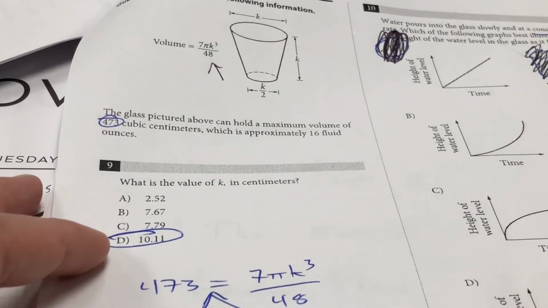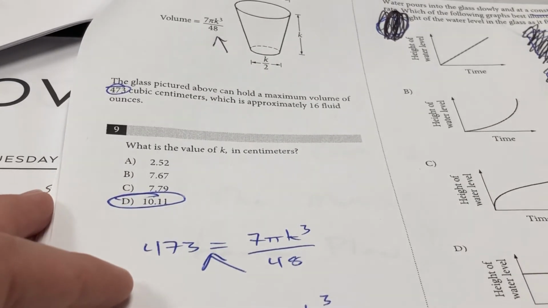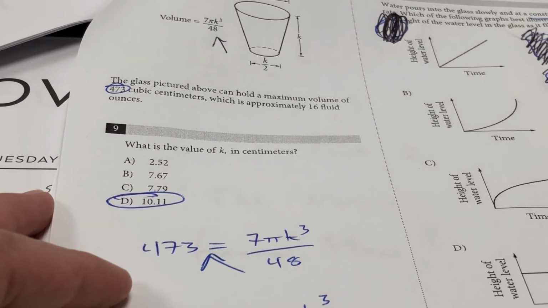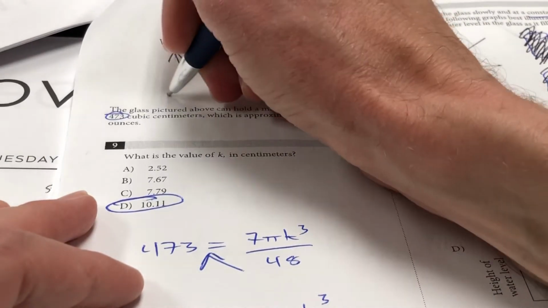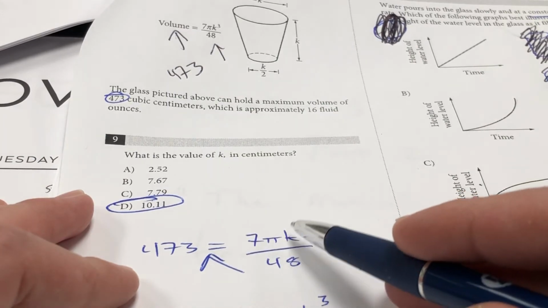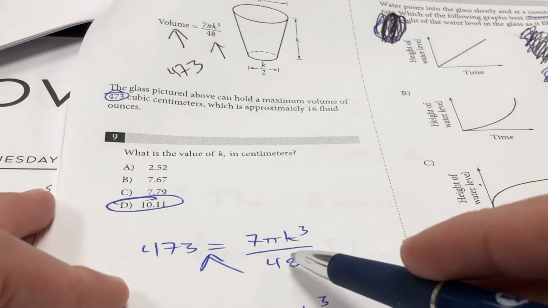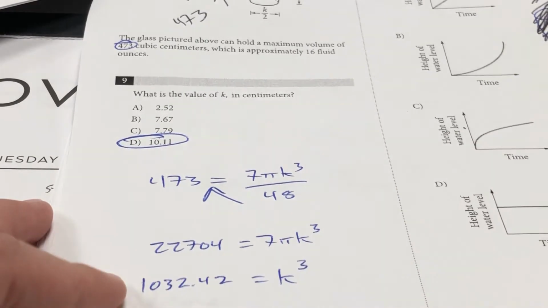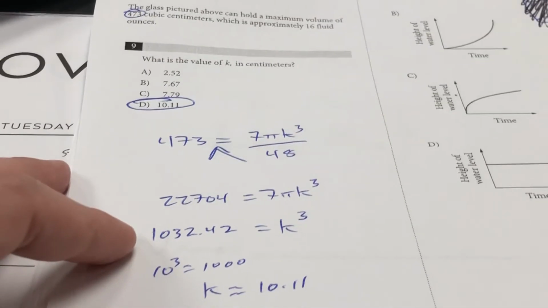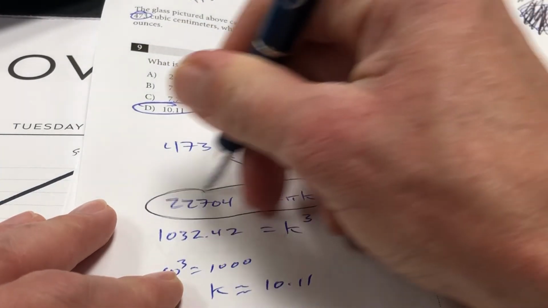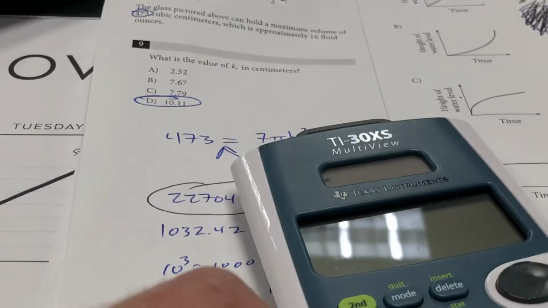Anyway, this is the calculator section. The glass pictured above can hold a maximum of approximately 16 ounces. So what's the value of K? So that's the volume. You're gonna set that equal to 473. 473 is equal to 7 pi K cubed over 48. I would multiply both sides by 48. Then you get 22,704. Now this is where some students can have some issues.